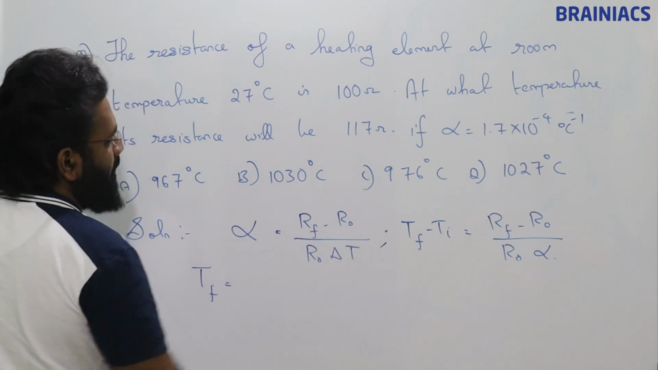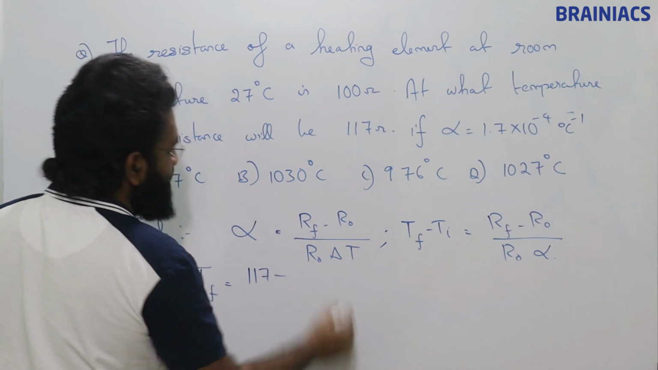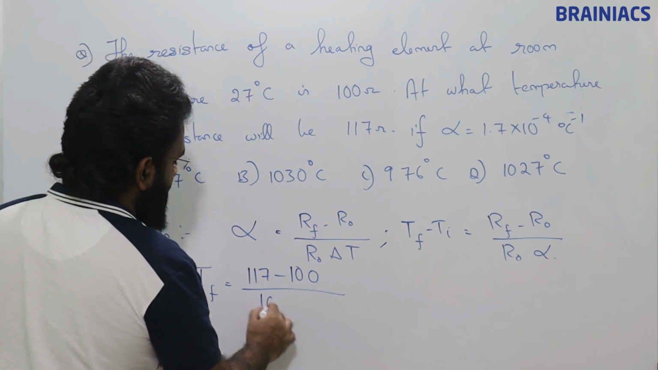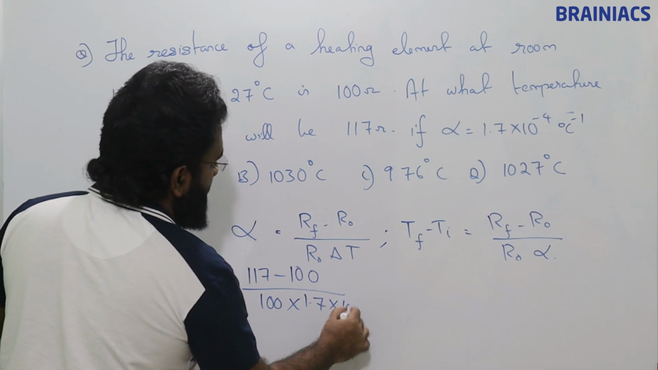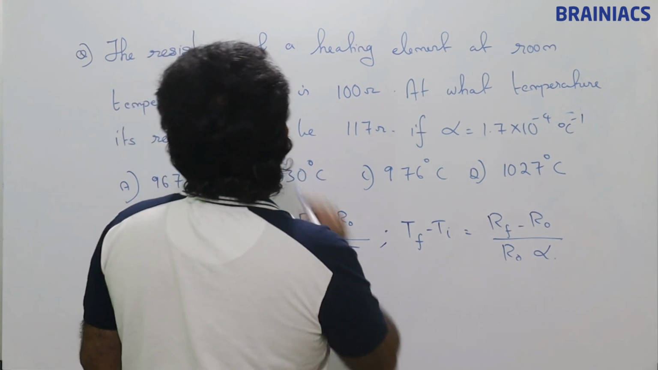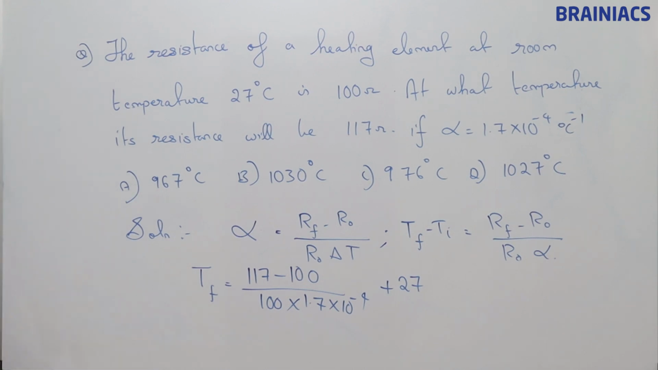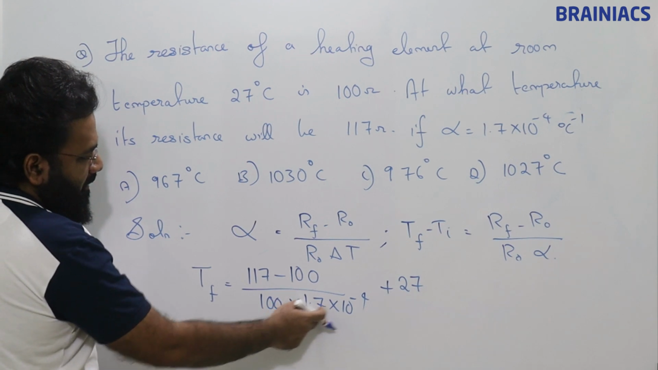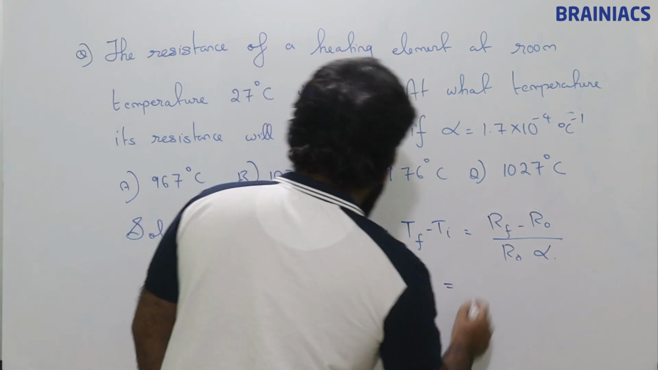Tf is equal to Ti; we'll add it to that side. So what is the final resistance? 117. R0 is 100, divided by R0, again 100 into 1.7 into 10 raised to -4. Ti is how much initially? Yes, 27. We'll just add it. So here 17 will come, and here also the 17 we can adjust. So the answer will come as how much?